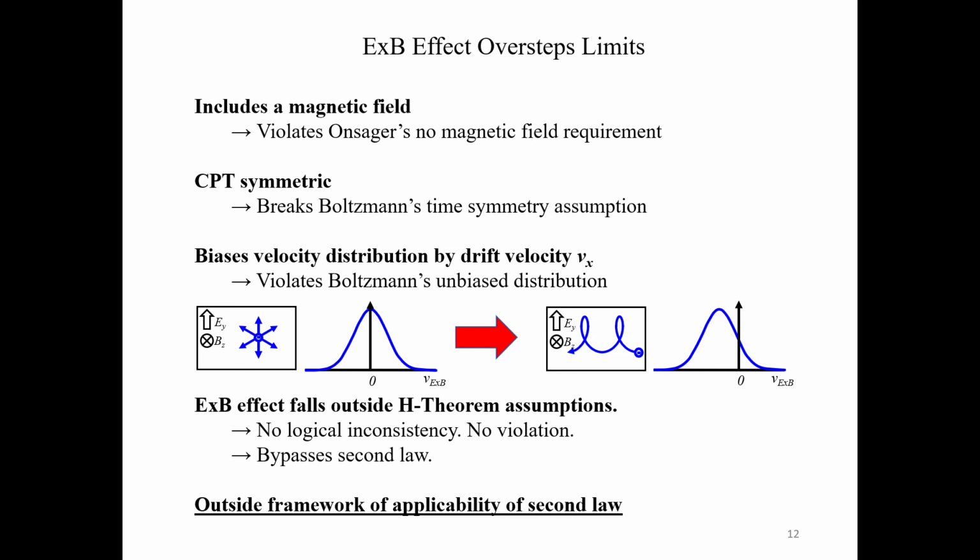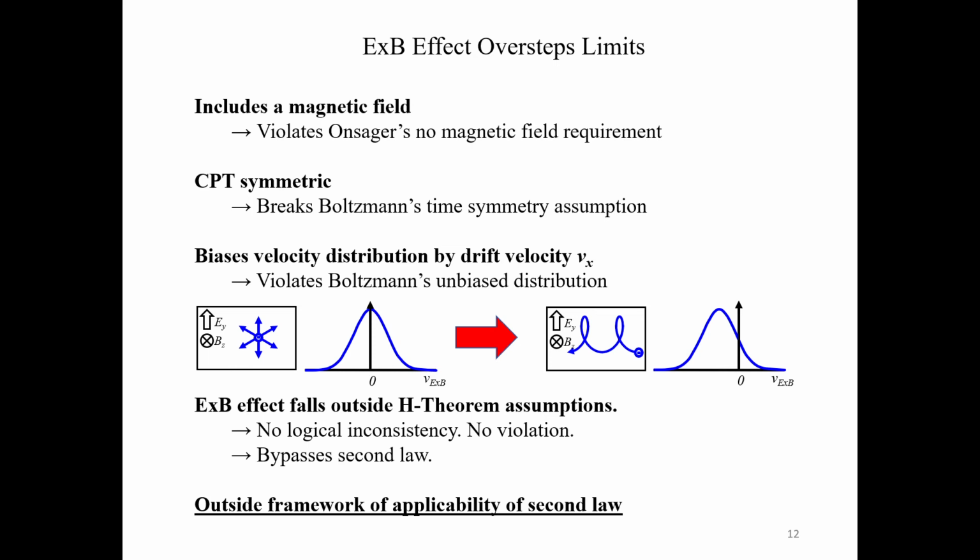The E cross B effect oversteps limits set by Onsager and Boltzmann. It includes a magnetic field outlawed by Onsager in his reciprocals. It is CPT symmetric and therefore breaks the time symmetry assumed by Boltzmann. It adds a drift velocity bias at a microscopic scale to the velocity distribution, thereby violating an assumption made in the H-theorem.